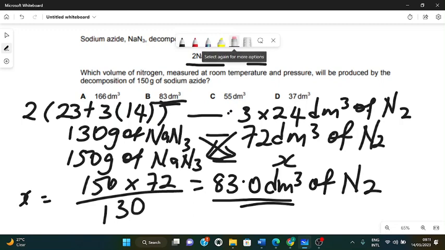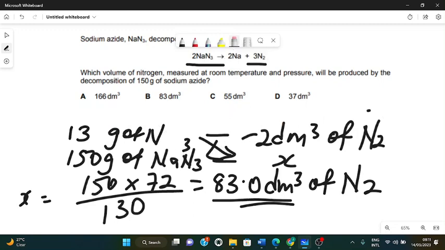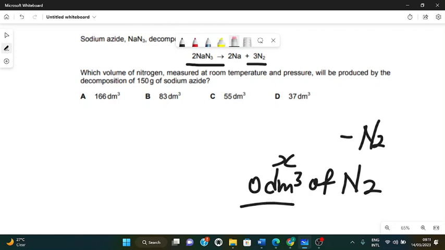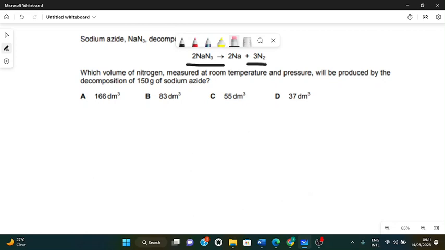I'll wipe this off. Remember, I gave you a formula that relates mass to mole and molar mass: number of moles is equal to mass over molar mass. So first, we're going to calculate the number of moles of 150 grams of sodium azide.